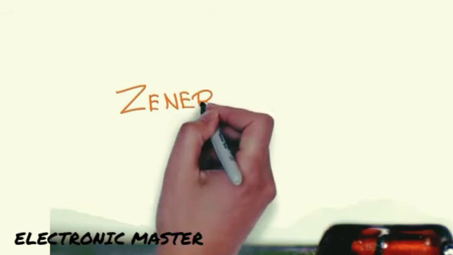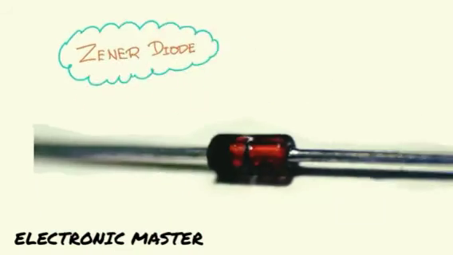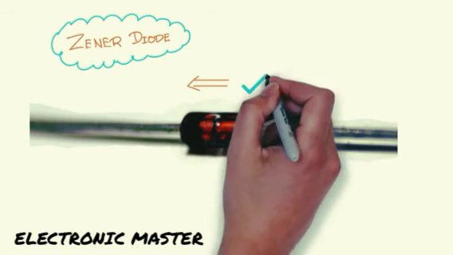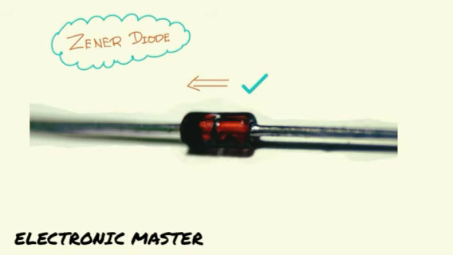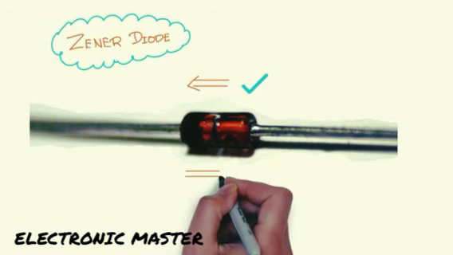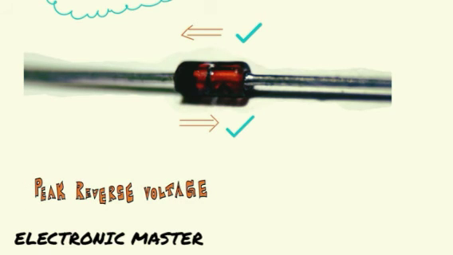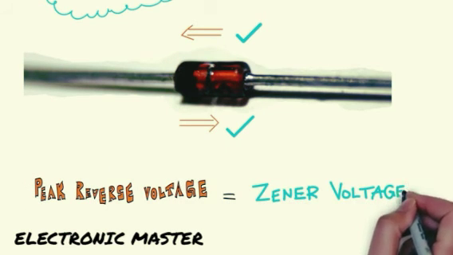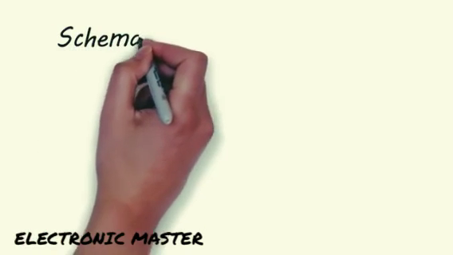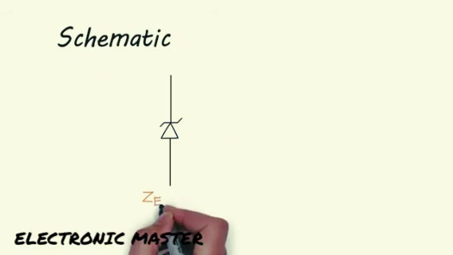The Zener diode generally behaves very similarly to a signal or a rectifier diode, except that its breakdown voltage is lower. The Zener diode is intended to allow current to flow when the peak reverse voltage is reached or exceeded. The peak reverse voltage of a Zener diode is called the Zener voltage. As you can see, the schematic of a Zener diode is a bit different from a normal diode.